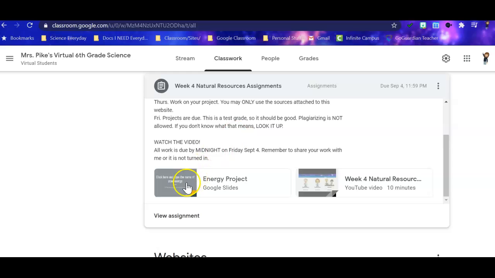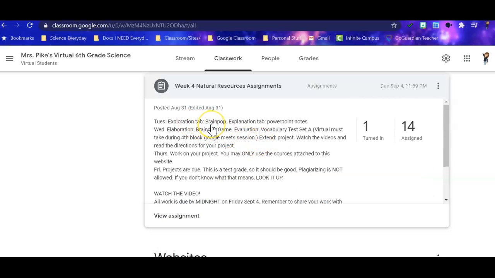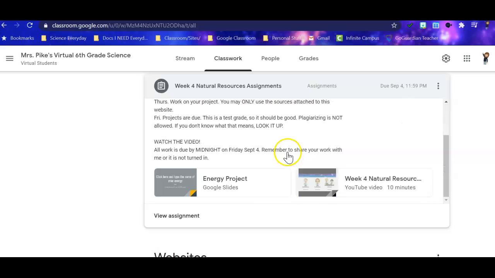The project you're going to do is being done in this Google slide. You will click this, and you will do your project, and when everything in this project is finished, and you have done your Brain Pop, and you have done the Brain Pop explore it game, and you have met with me, and you've taken your test on set A, and you've done your whole project. Plagiarism is not allowed. If you don't know what plagiarism means, it'd be a good time to copy that word, paste it in, and find out. Because if I find out it's plagiarized, you're getting a zero.